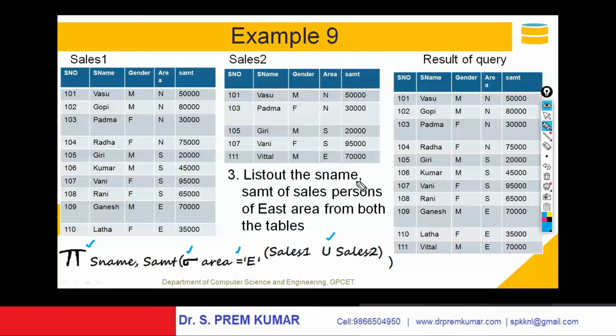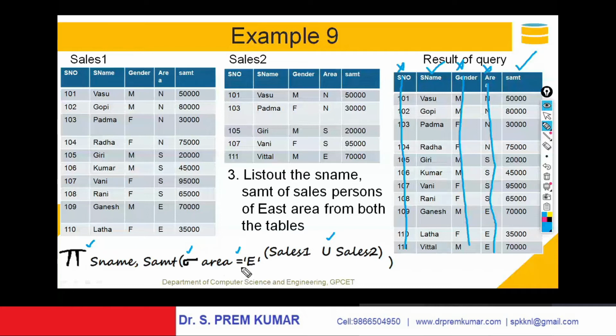List out the salesman names and sales amounts. I want only names and sales amounts, and hence in the result you should not get this. So in your output you should not get the salesman number. That is the first point. You should get only names and their sales amounts, only these columns. You should not get gender. This is wrong. You should not get area in your output. You should get only salesman name and sales amount.